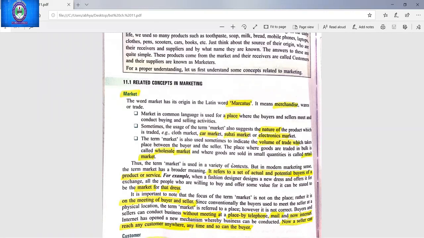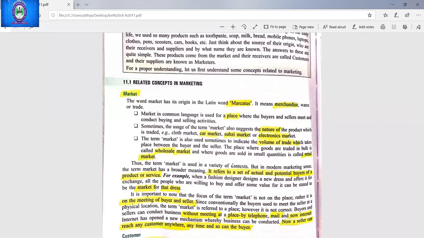So in the modern marketing concept, I have given you the definition of market according to the traditional concept. What was the definition according to the traditional concept? That market is a place where buyers and sellers meet and exchange goods and services. But in the modern context, the market has a broader meaning. It does not only mean a place; rather it refers to a set of actual and potential buyers of a product or service.